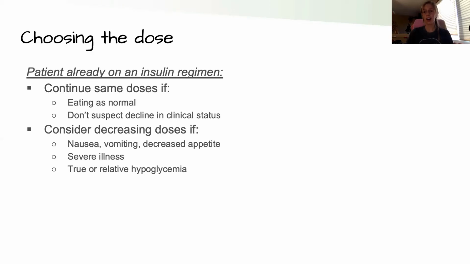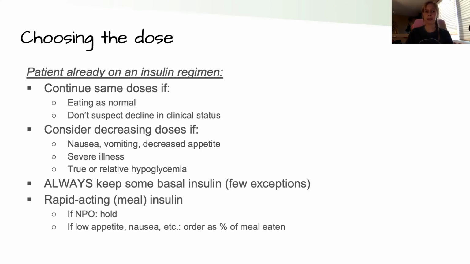However, if they are maybe not taking in as much, if they're nauseous, if they have diarrhea, if they're hypoglycemic on presentation, a lot of this comes down to the art of medicine. If you feel like they are not at their normal status as far as eating and what you would expect of their blood sugars, you really shouldn't be giving them the same dose of insulin.